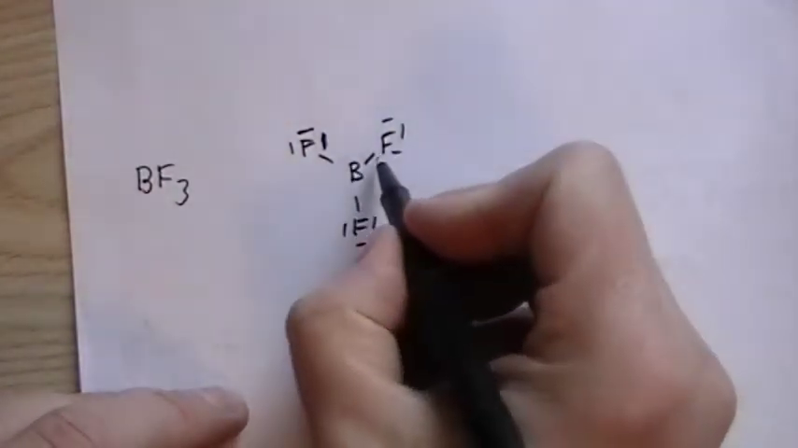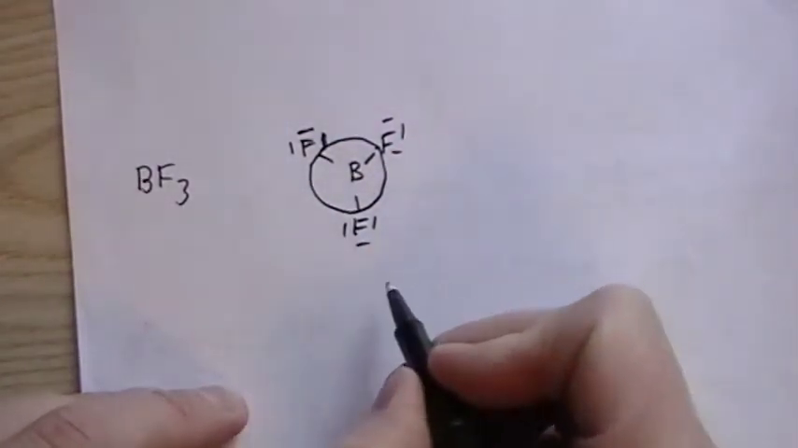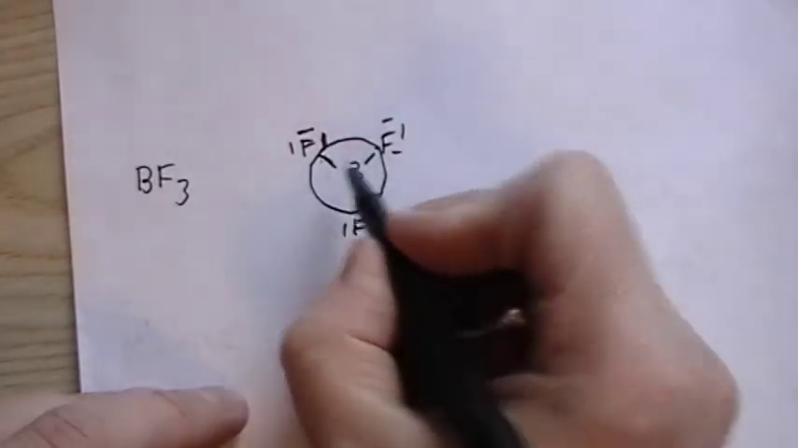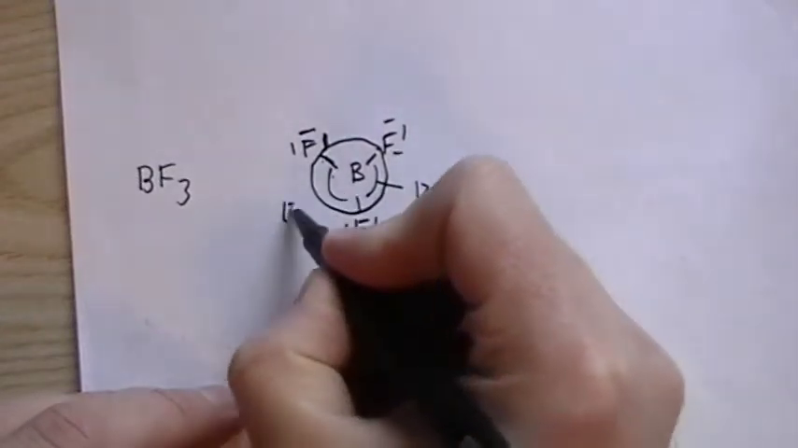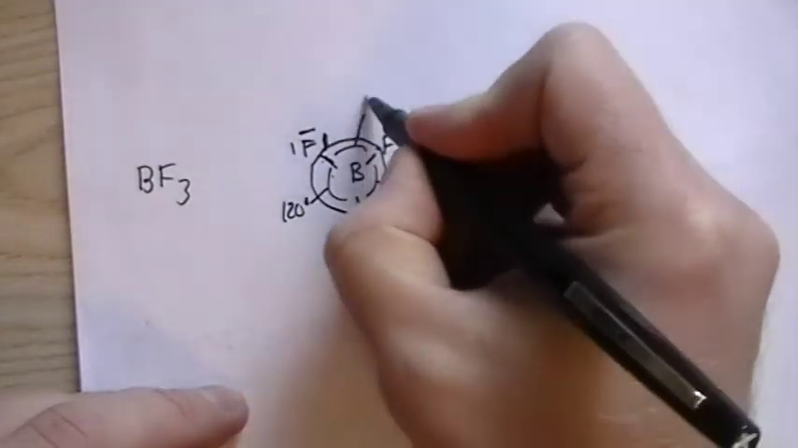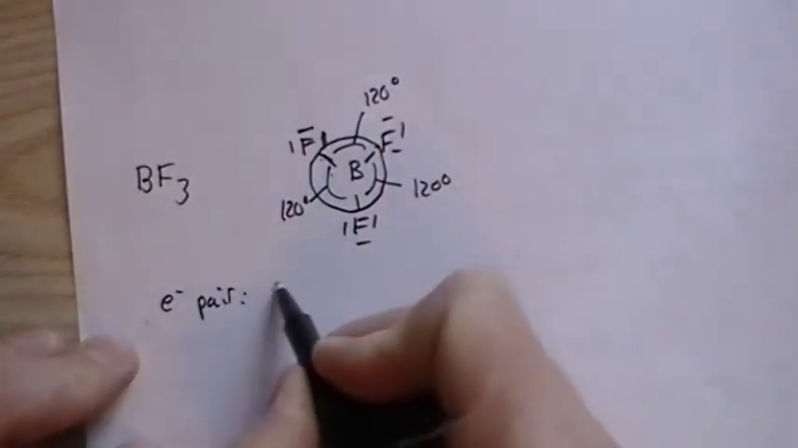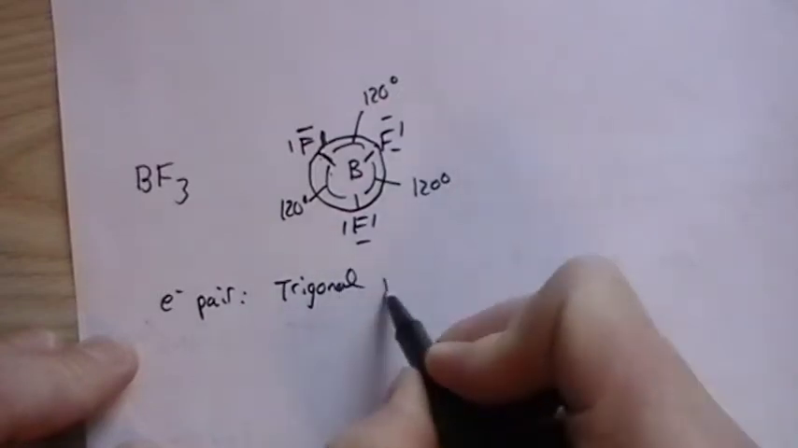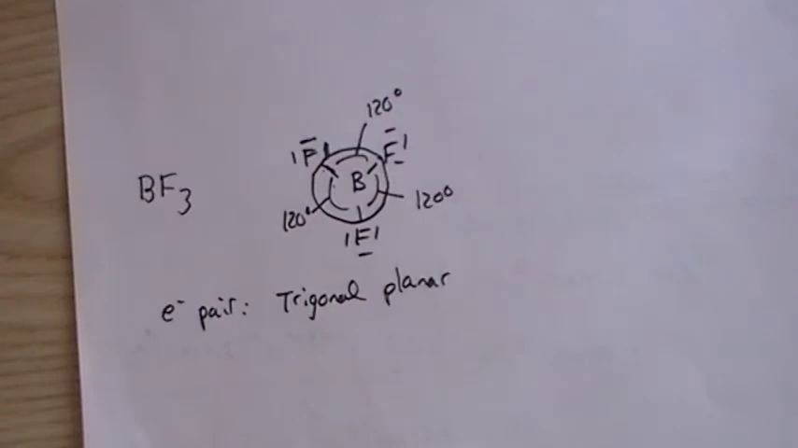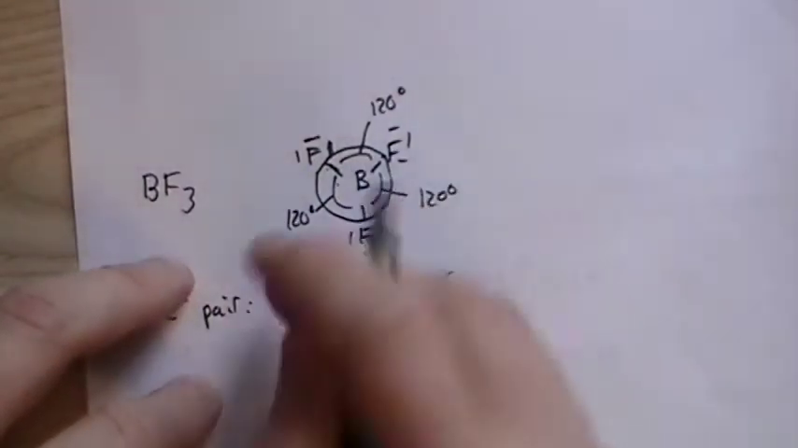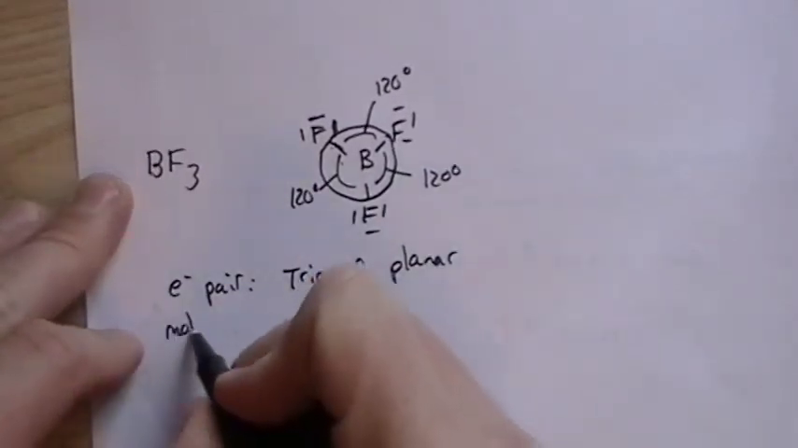So now we look at the central atom. It has three bonding pairs of electrons, and they're going to try to be as far from each other as possible. In this case, they're 120 degrees from each other. So the electron pair arrangement is what we call trigonal planar. These bonding pairs are 120 degrees from each other in the plane of the paper, so they're trigonal planar. Then the molecular geometry.